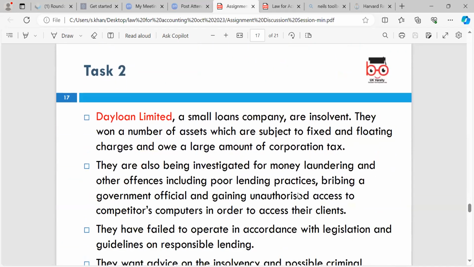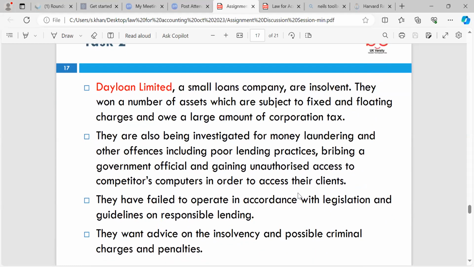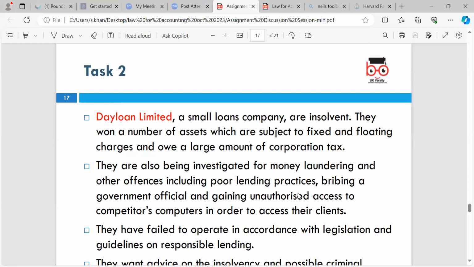So then you've got task 2. It's a lot to do. Like you've got task 1. Within task 1, we've just been through A, B, C, and D. Now this is task 2. Okay, so this is separate.